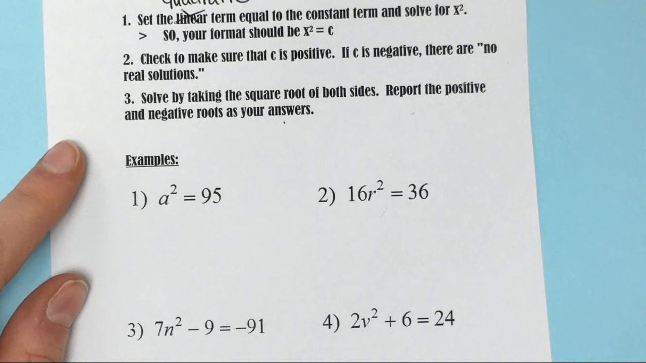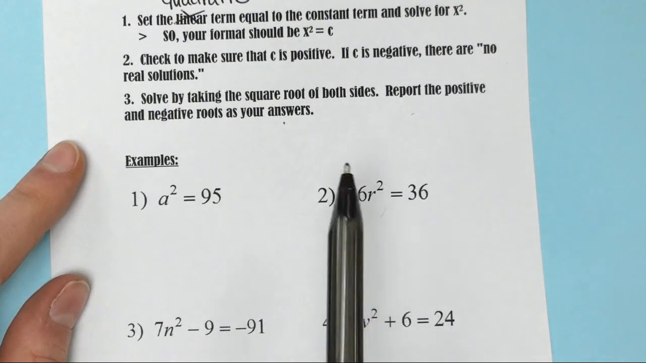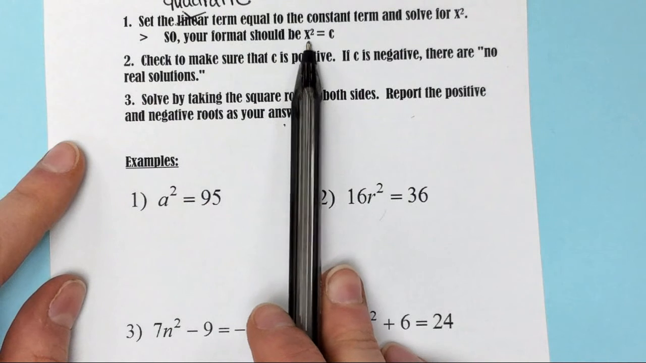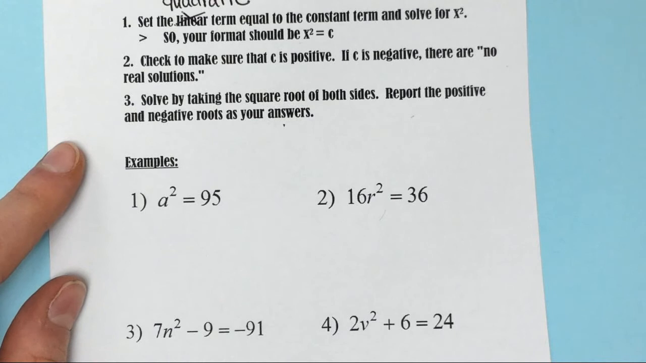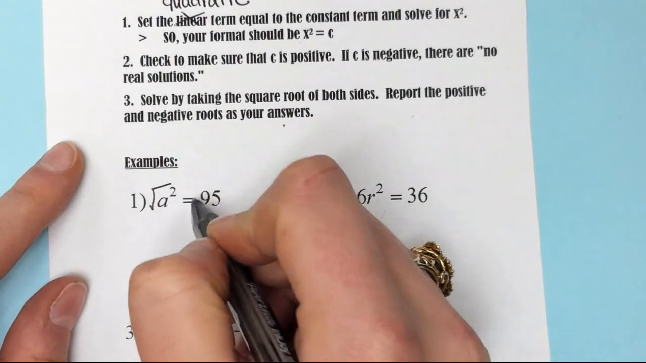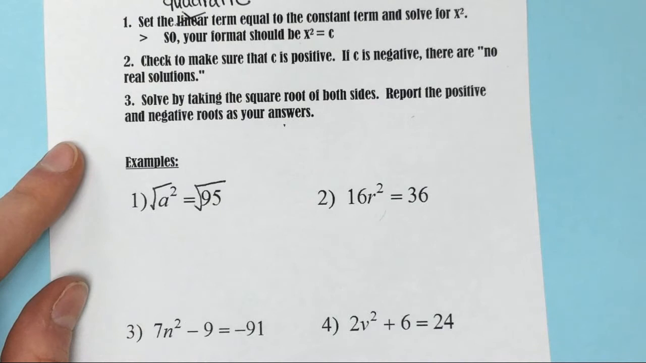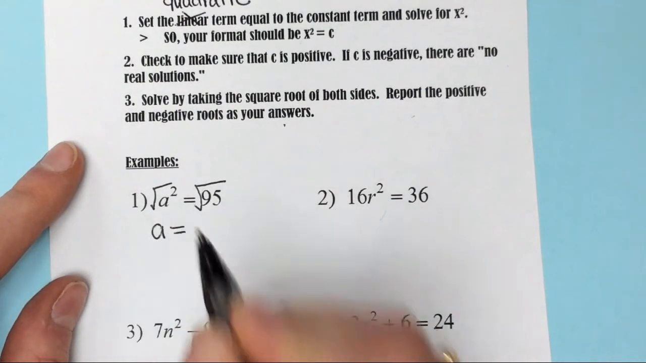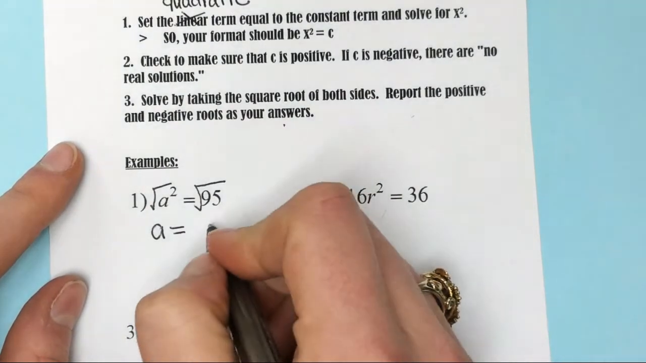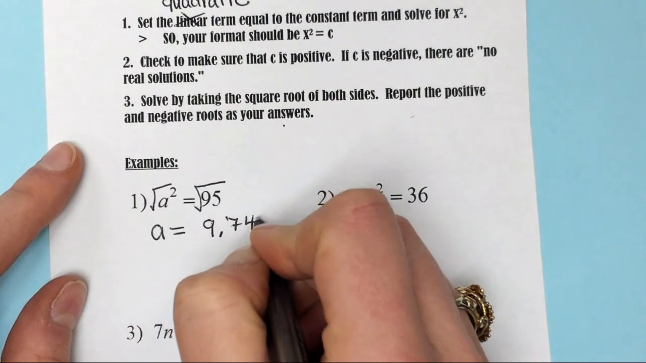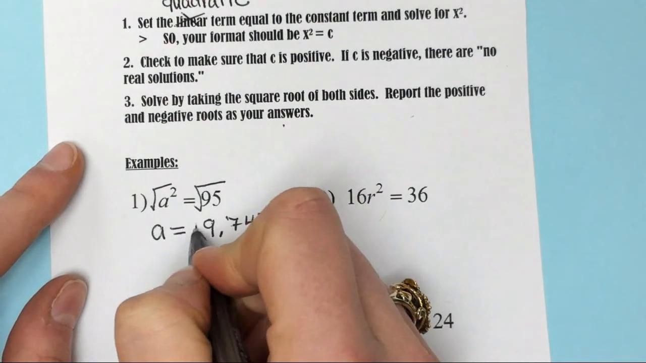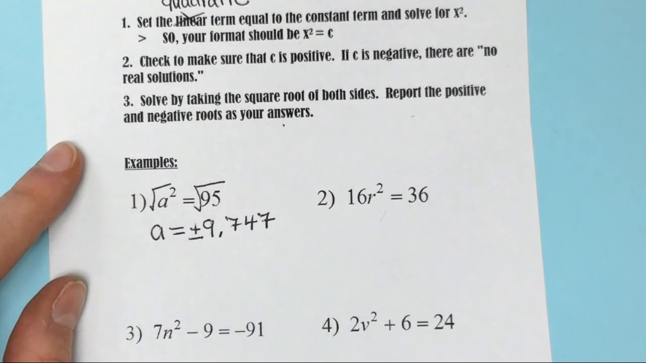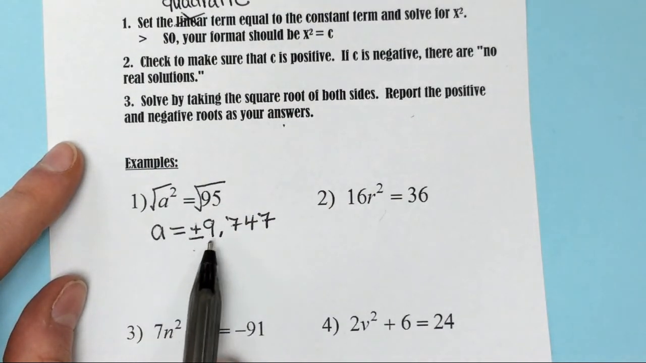So for example 1, I have a squared equals 95. This is already in the format x squared or a squared is equal to c. I have a positive constant and just a squared term on the left. So I'm going to solve by taking the square root of both sides. The square root of a squared is a, and that's equal to the square root of 95, or 9.747, and that's rounded to the nearest thousandth. So we do want to report both the positive and negative roots, so we can do that by adding a plus or minus out in front. So our answer would be a equals plus or minus 9.747.